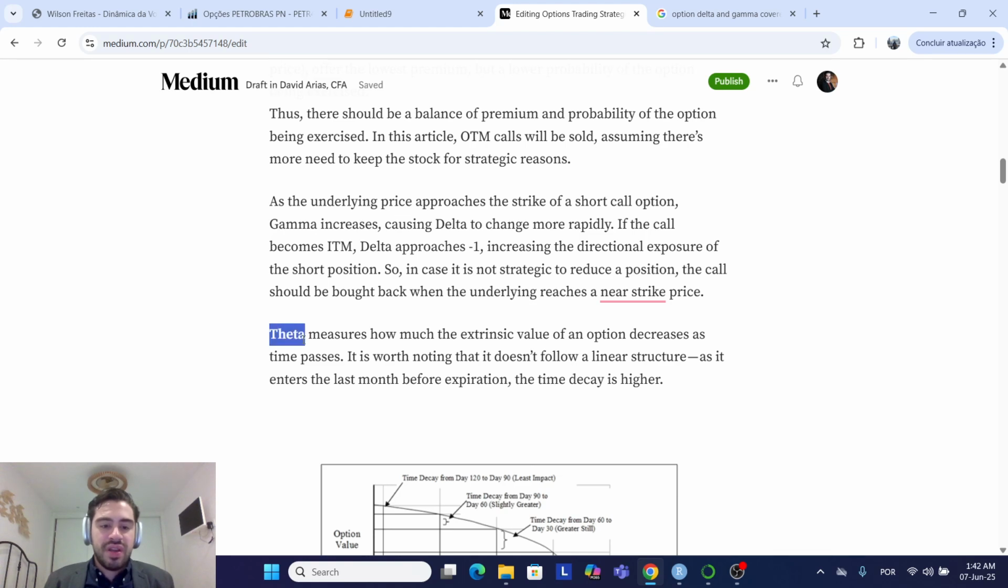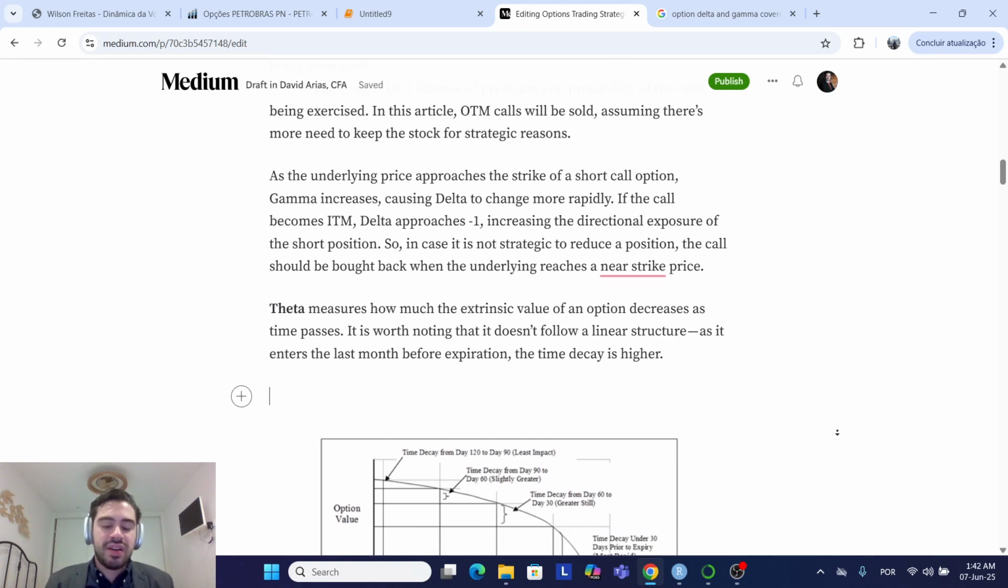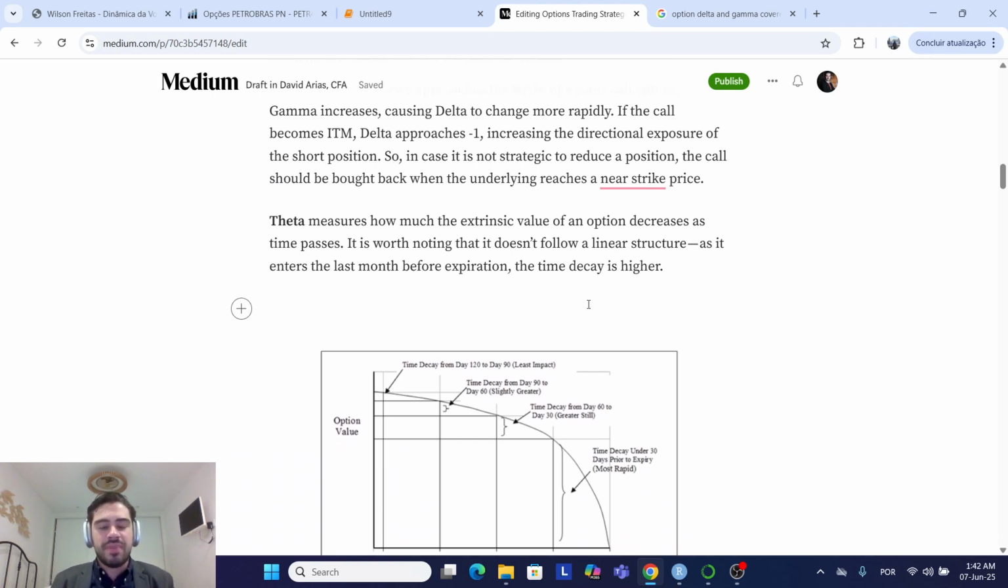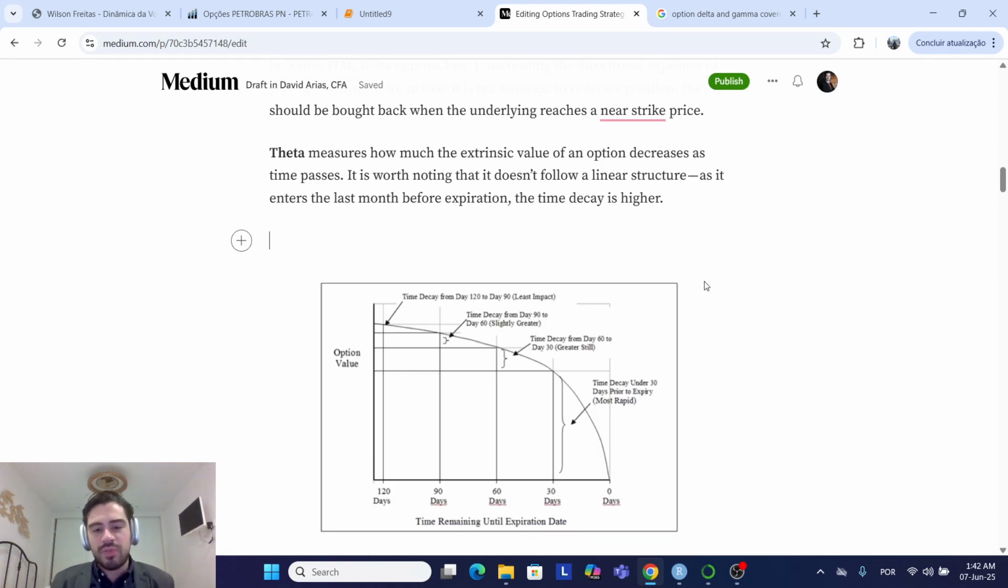There's another one called theta, which measures the extrinsic value of an option as time passes. So when you buy an option, time is your enemy.